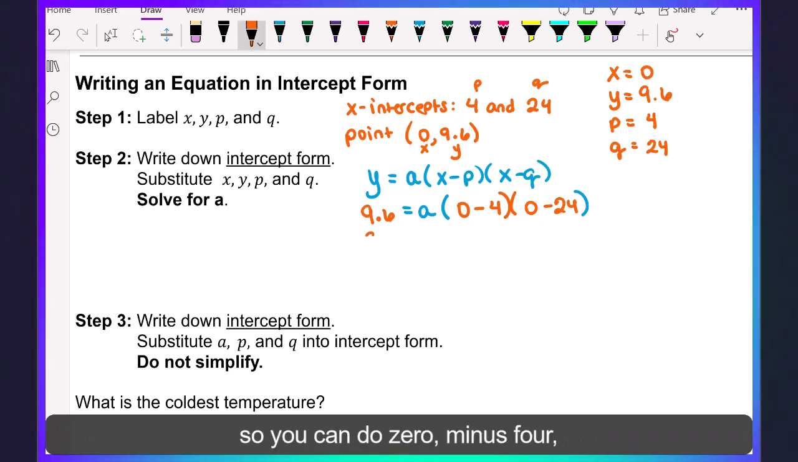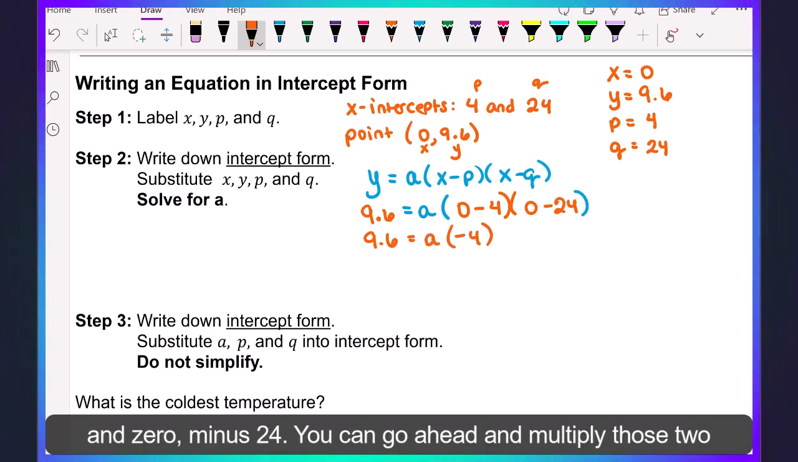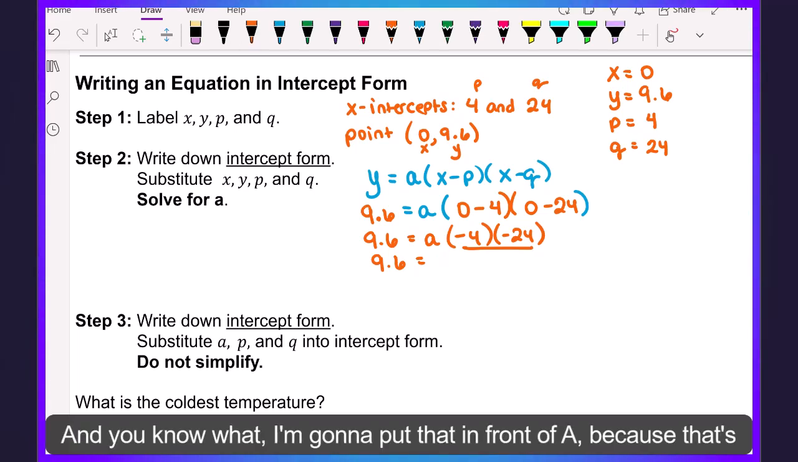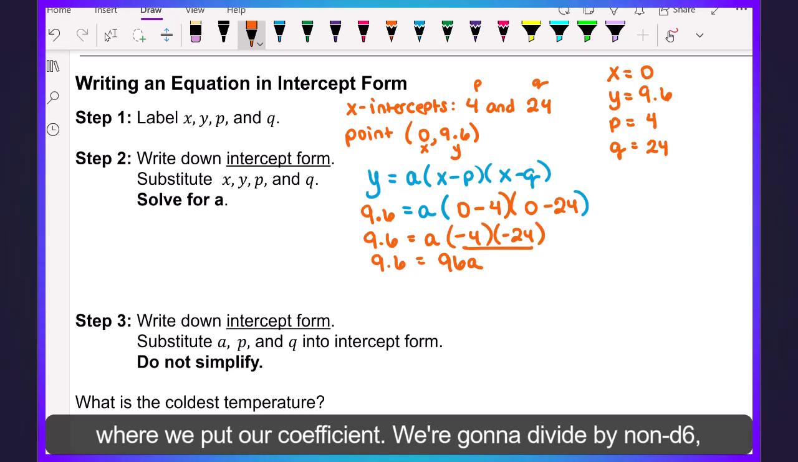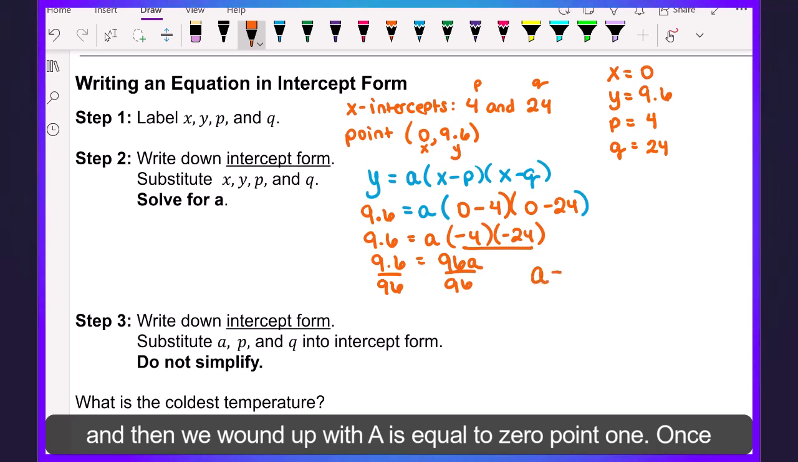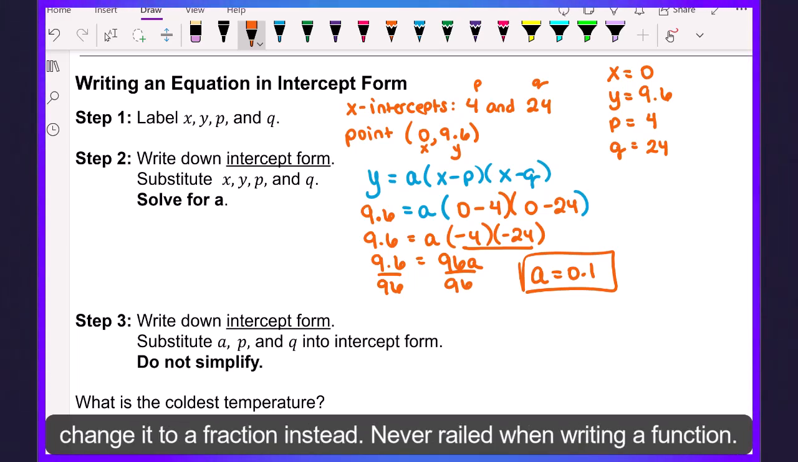So you can do 0 minus 4 and 0 minus 24. You can go ahead and multiply those two numbers together and we get 96. And you know what? I'm going to put that in front of a because that's where we put our coefficient. I'm going to divide by 96. And then we wind up with a is equal to 0.1. Once again, if you're forced to round a decimal, it's better for you to change it to a fraction instead. Never round when writing a function.